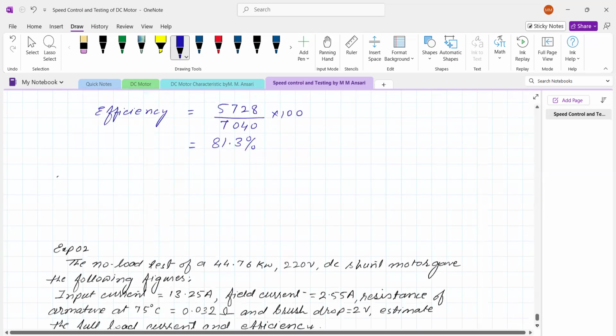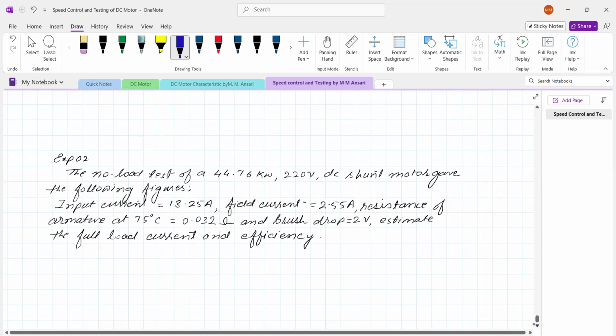So that is the first numerical. Second, the no load test of a 44.76 kilowatt, 220 volt DC shunt motor gives the following readings. Input current 13.25, that is the no load current. Field current 2.55. Resistance of armature at 75 degrees, because when the motor runs for a long time the temperature increases, and the temperature also affects the resistance of the winding, is 0.032 ohm, and the brush drop is 2 volt. Estimate the load current and efficiency.